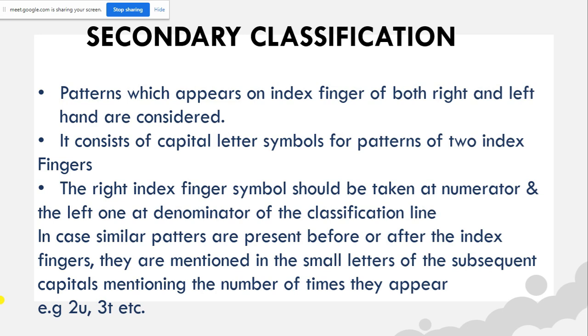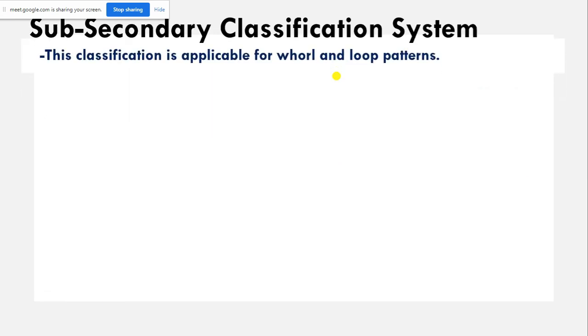Or for example, if we have a tented arch on the index finger, and we also have a tented arch in the remaining 4 fingers or 3 fingers following the index finger, we write capital T followed by a small t for each, which denotes that the consecutive fingers also have similar patterns. But since secondary classification is focusing on the patterns of the index finger, we are not writing those patterns in capitals for the purpose of highlighting. Okay. Next is the subsecondary classification.